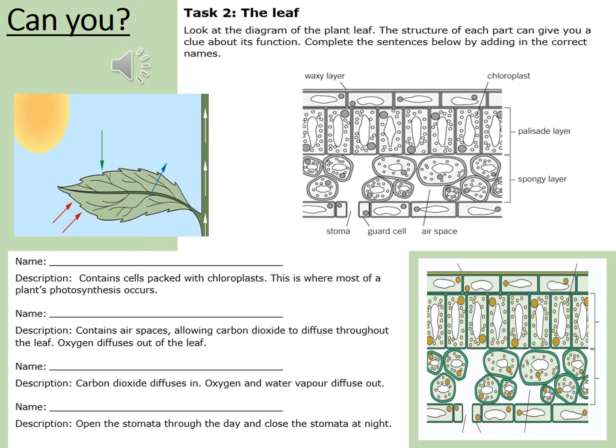The second one is a description that contains airspace allowing carbon dioxide to diffuse throughout the leaf and oxygen to diffuse out of the leaf. Thirdly, carbon dioxide is diffused in and oxygen and water are diffused out. Which part is that? And then the last one, open the stomata through the day and close at night. Which part of it does that?